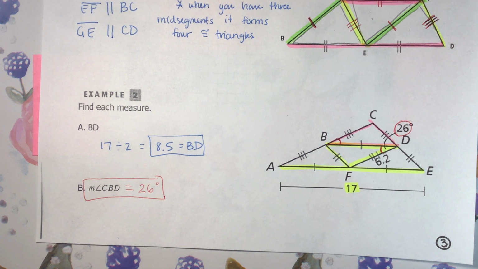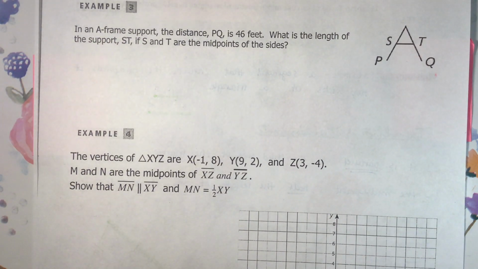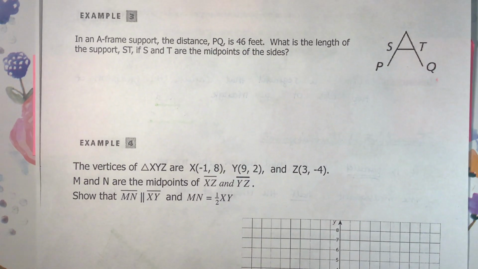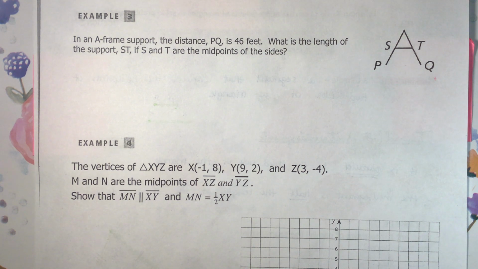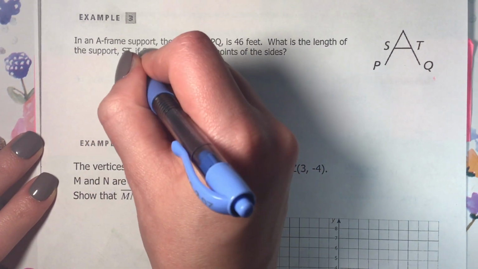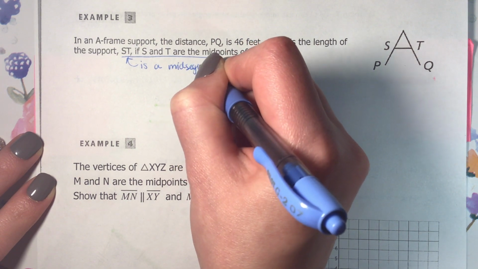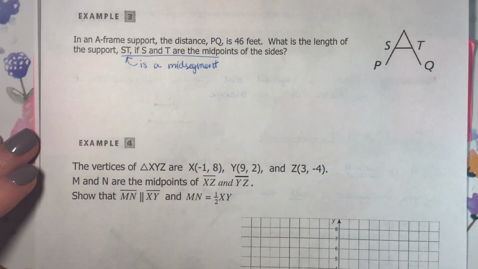All right, we only have 1 more example, and then we are, no, I apologize. We have 2 more examples on the back of this piece of paper. All right, so in example 3, it says, in an A-frame support, the distance PQ is 46 feet. What is the length of the support ST if S and T are the midpoints of the sides? This part right here is telling us, oh, ST is a mid-segment. It's spelling it out for you.